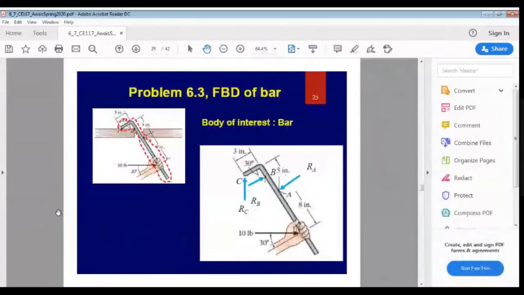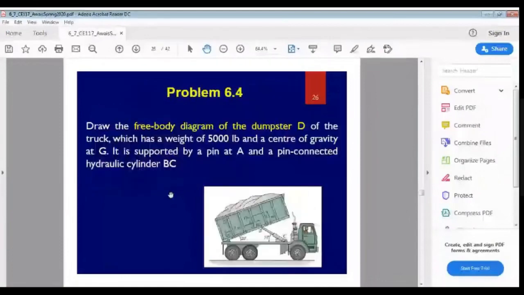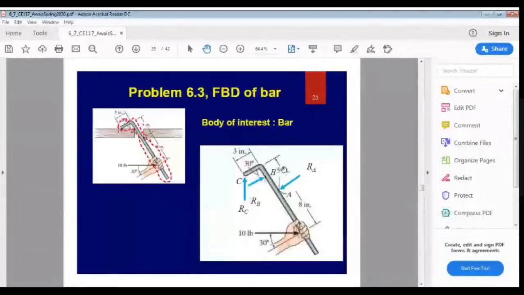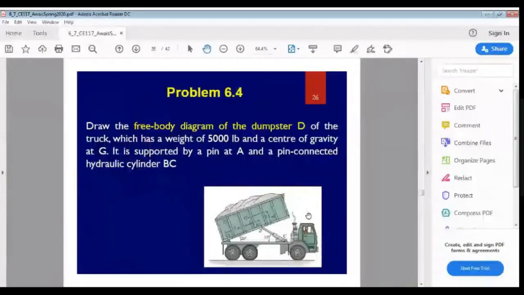So this is what is also explained in the slides as well. And please do show the corresponding distances as well, if the distances are shown to you. Now let's look into another problem, problem 6.4.